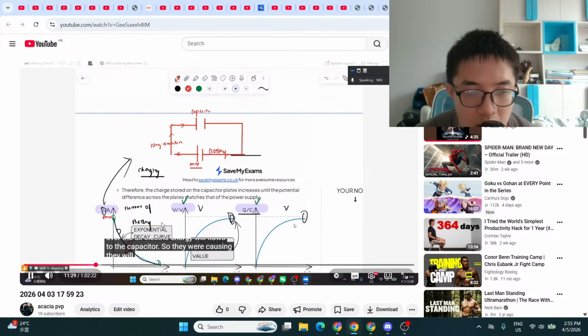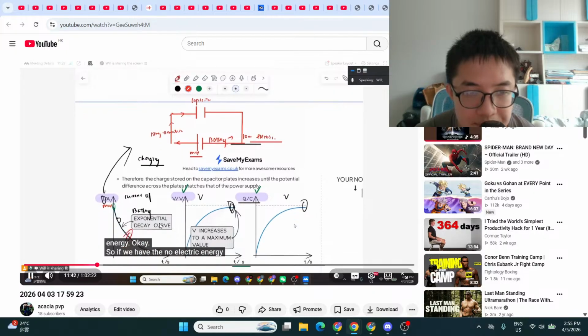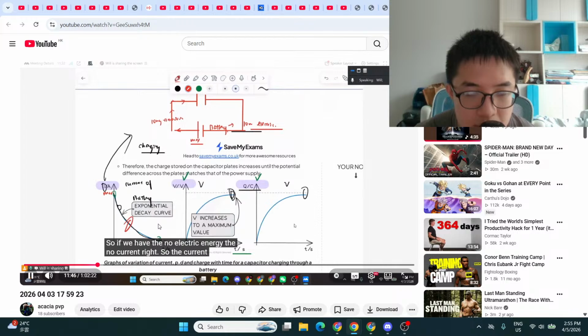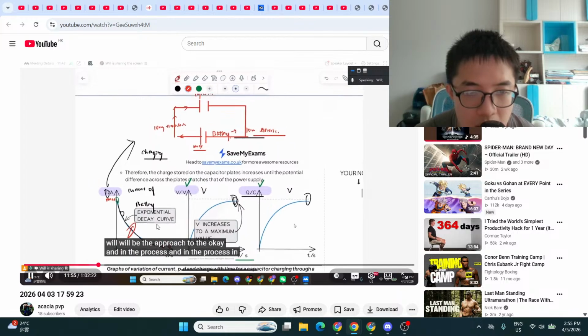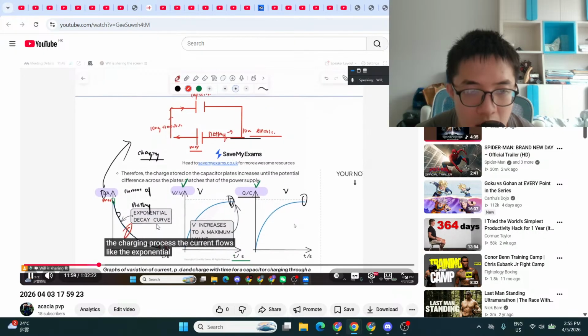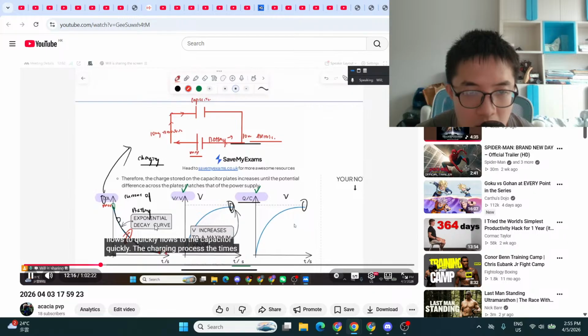So that will cause the battery to have low electrical energy. If we have no electric energy, there is no current, right? So the current will approach zero. In the charging process, the current flows like an exponential decay curve. Because the current flows to the capacitor, the electric energy flows to the capacitor quickly. The charging time is so quick, so the current will decrease quickly like an exponential decay, right? Understand that?